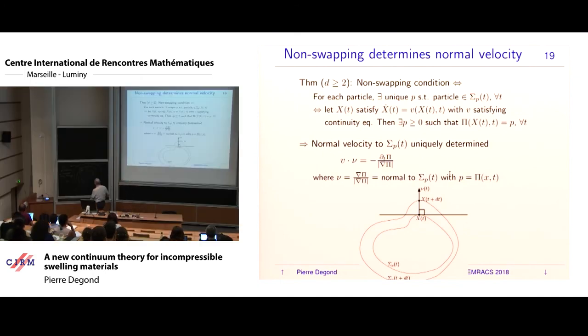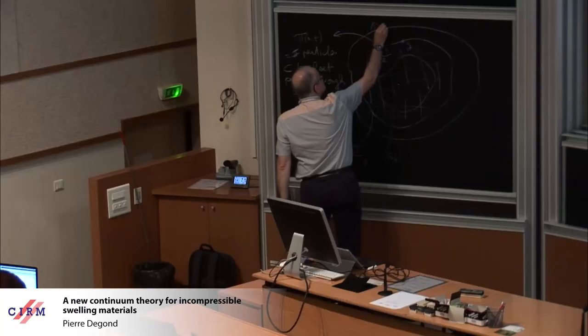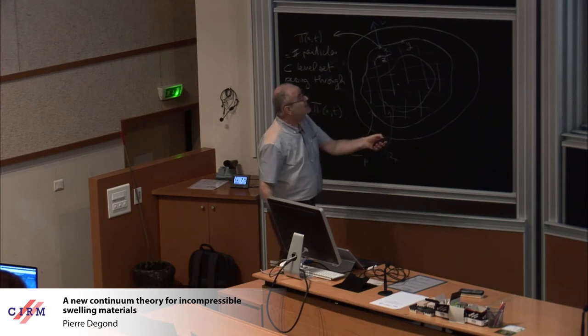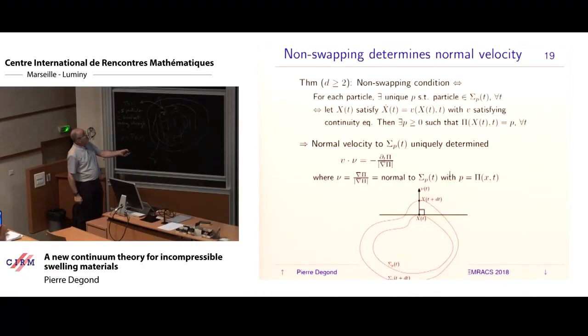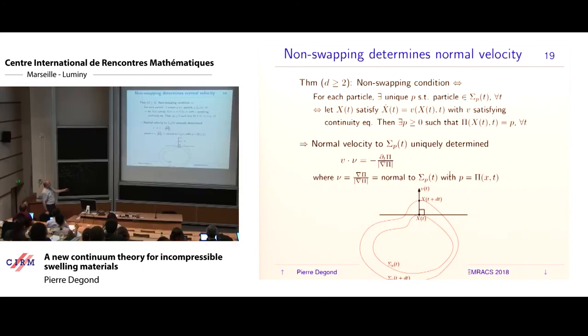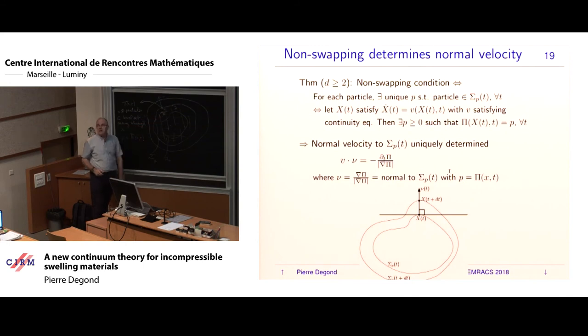So actually, the drawing here. You have a normal vector to the level set, nu, which is nothing but the normalized gradient of pi. And the normal velocity, the projection of the velocity of this point onto this normal, must be minus dt pi over grad pi. So that's what the non-swapping condition tells you. It gives you a condition on the normal velocity to the level set, right? So if you have a swelling material with non-swapping condition, the normal velocity must be equal to minus dt pi over grad pi, where pi is the number of particles enclosed in a given level set. And this is only in dimension larger than 2. In dimension 1, this is not true.